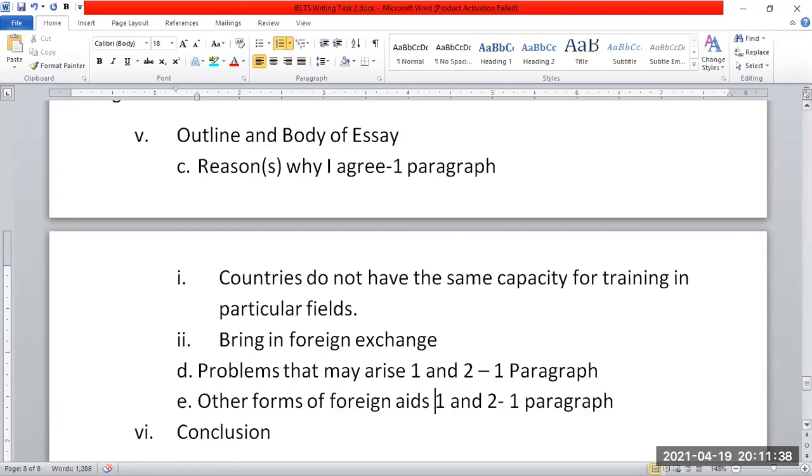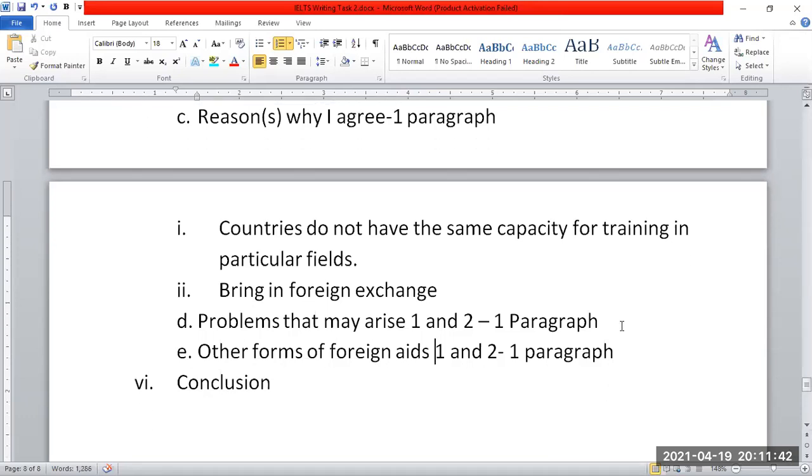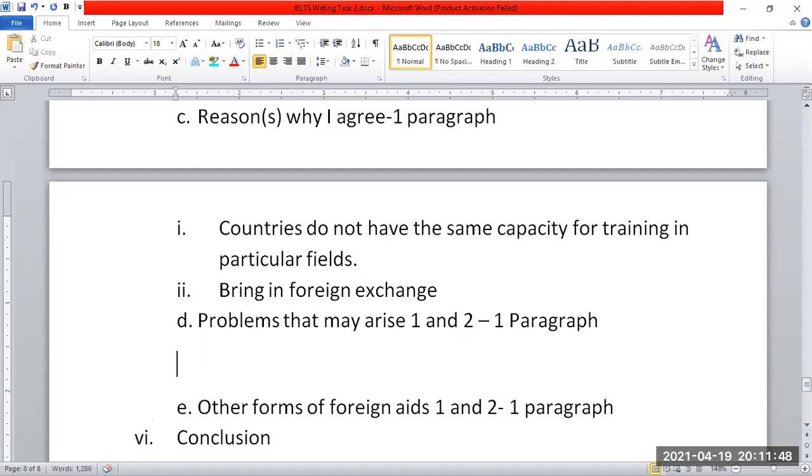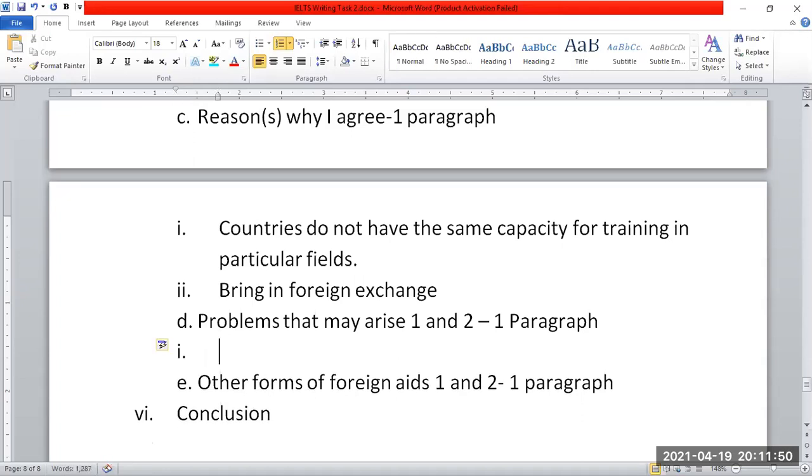Okay, so problems that may arise. Sometimes here you'll find out that we have just talked about problems that may arise by disagreeing. That is why sometimes you have to pay attention to what you're doing and make sure that you go for the one that you'll be able to substantiate.